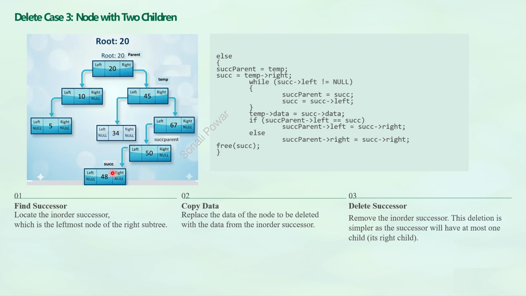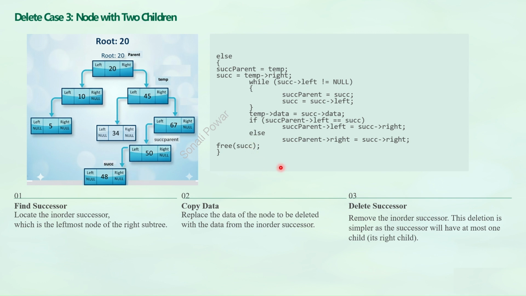Why? Because as I said, the successor is the leftmost element, so it's confirmed that there is no element on the left side of the successor. But we cannot say anything about the right side. Right now it's null, but there can be some element on the right side. So what we will say is, successor parent left will be whatever is present on the right side of the successor.